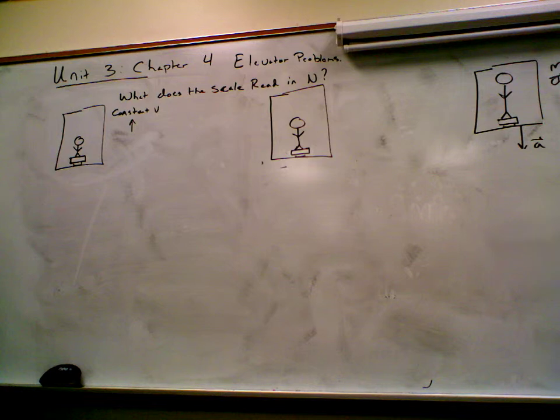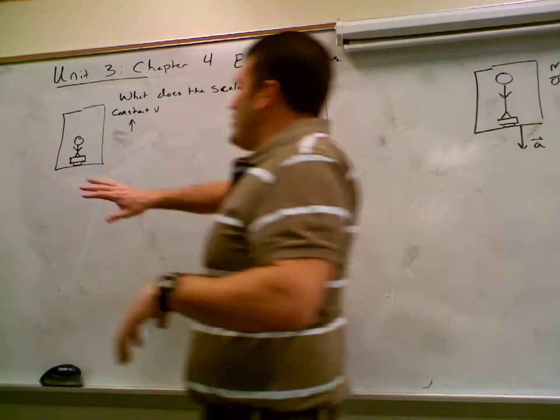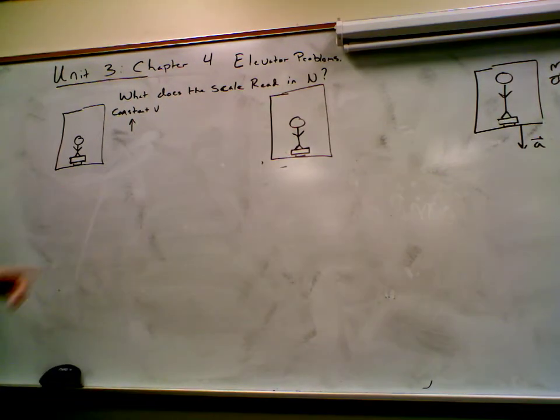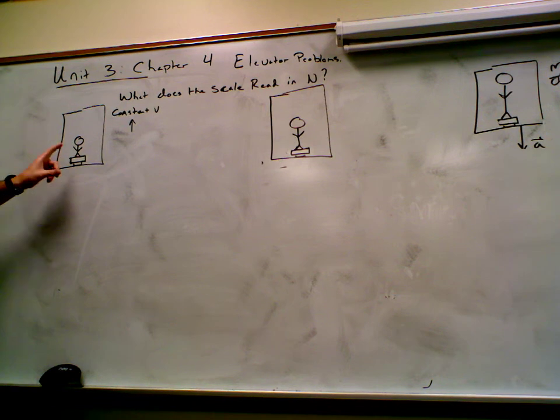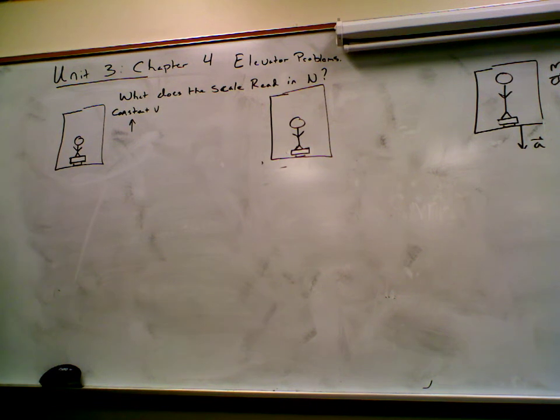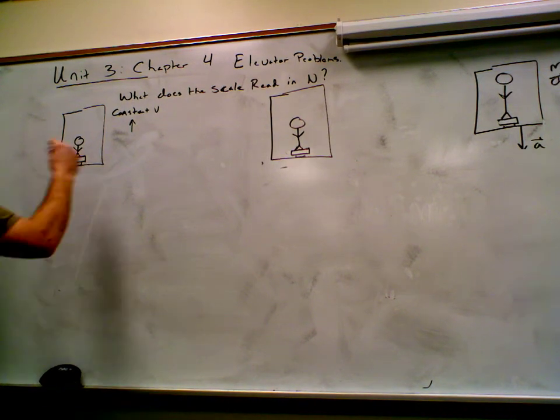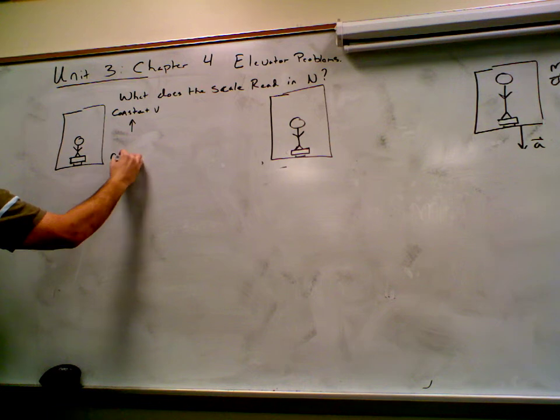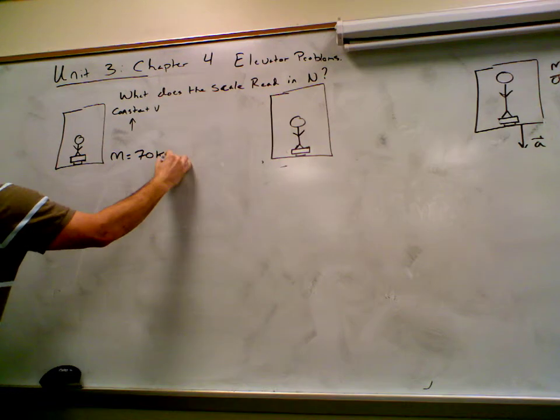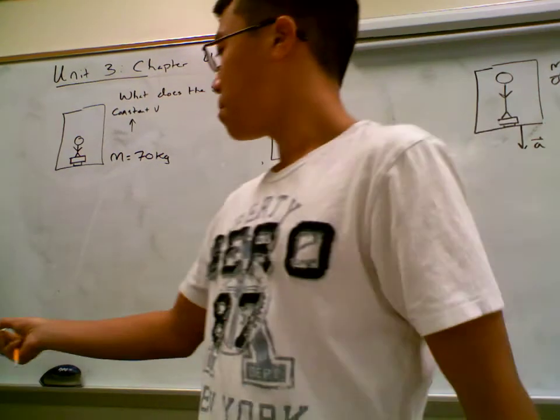So here's this first elevator. The student is standing on a scale. The scale is this box right here. For all my drawings today, it is the same student, and this student has a mass of 70 kilograms. So even though my pictures look different, the mass is still going to be the same.